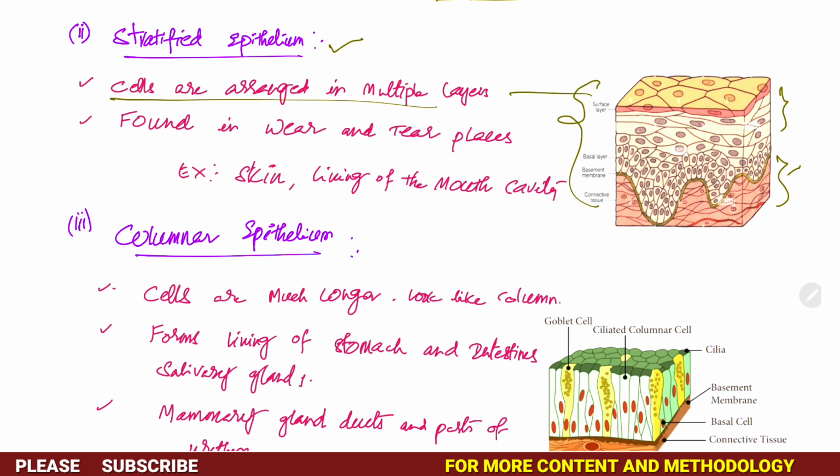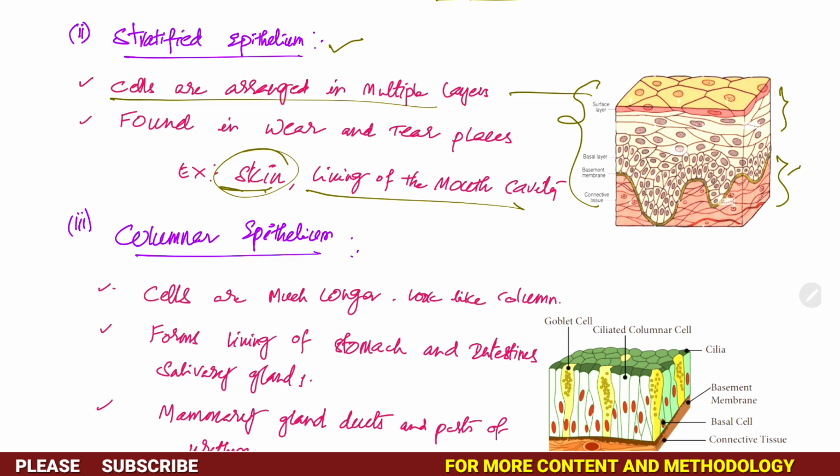Yeah, we can find this tissue in places of wear and tear, such as the skin and the lining of the mouth cavities. Okay, we can find this tissue in the skin. Actually, skin is made up of stratified epithelium. Very important: skin is made up of stratified epithelium. You guys make a note of it.